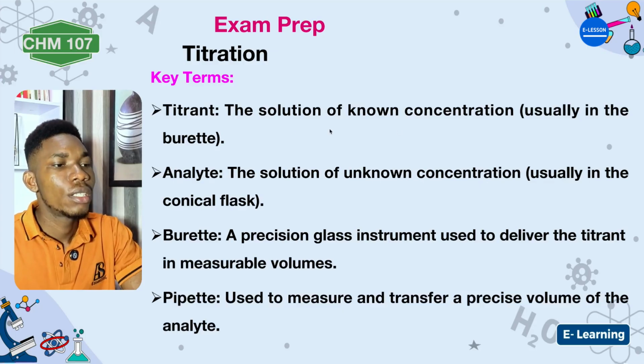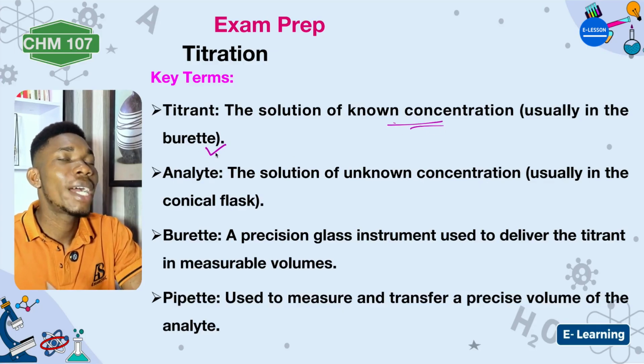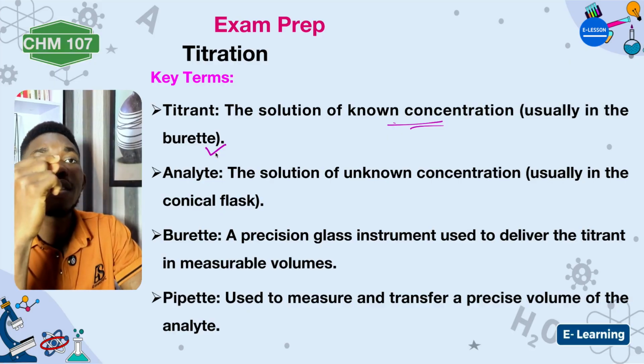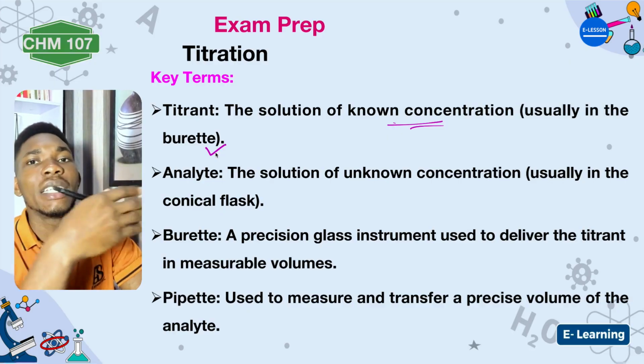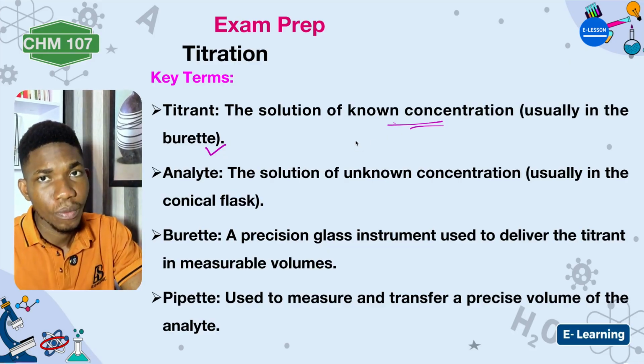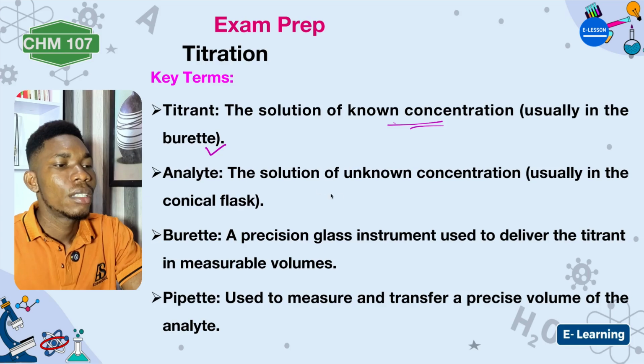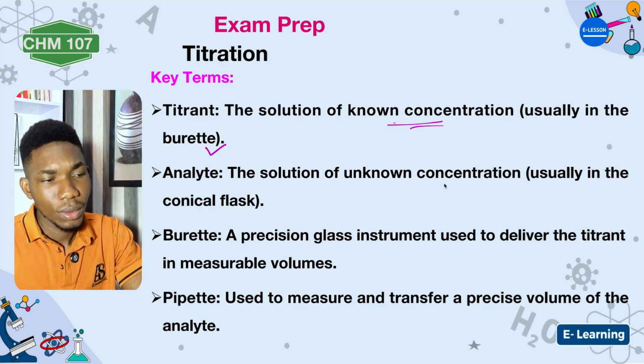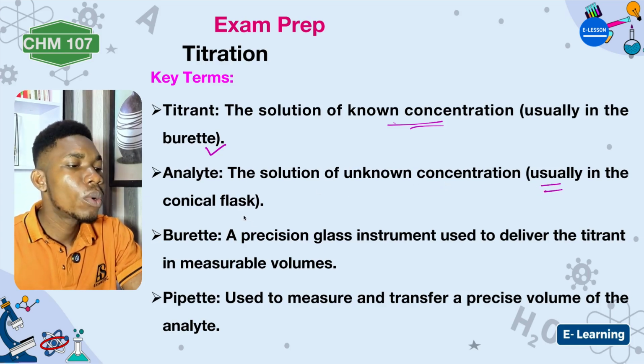The titrant. The solution of known concentration is the titrant, the one usually in the burette. That burette reading you take in the experiment, when you say initial burette reading, final burette reading, is the titrant. That one, you know the concentration. The analyte, the solution of unknown concentration, usually in the conical flask.